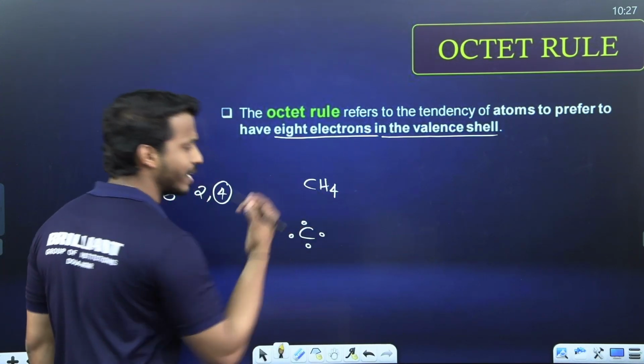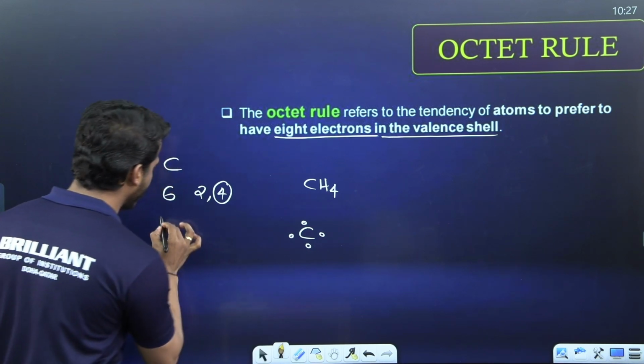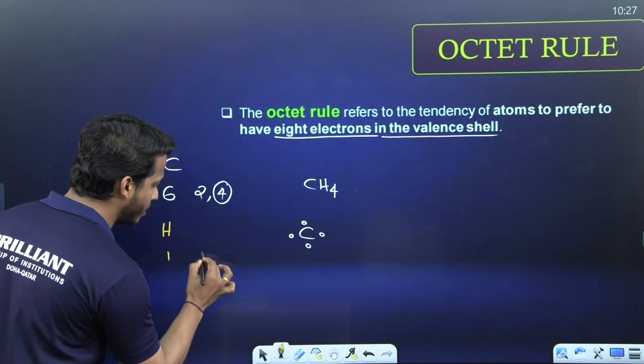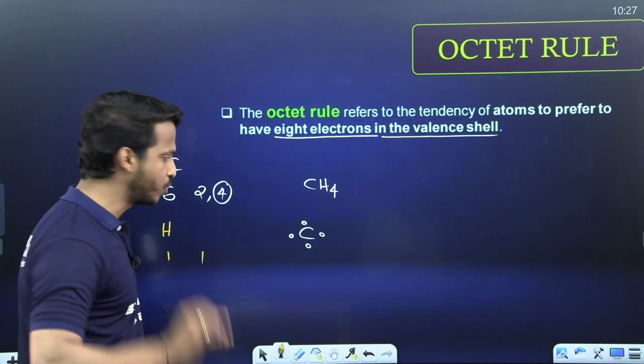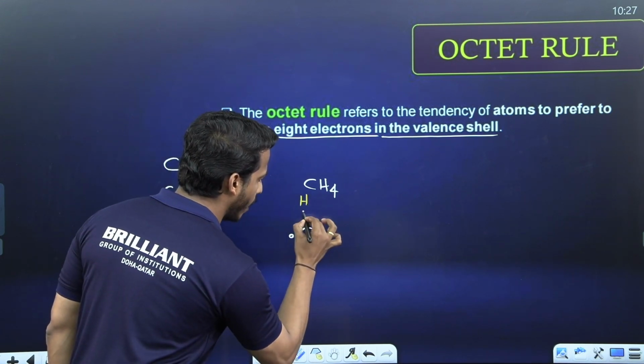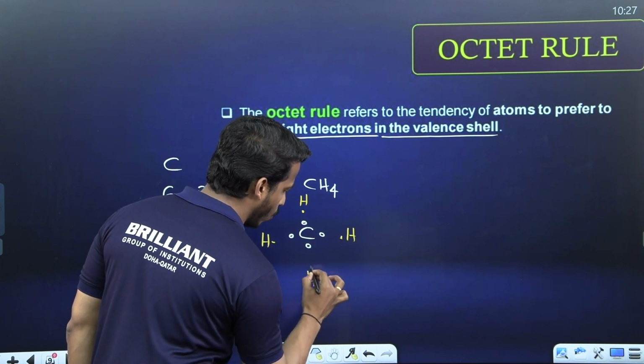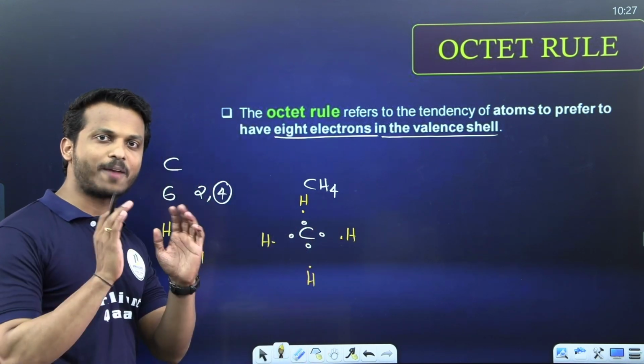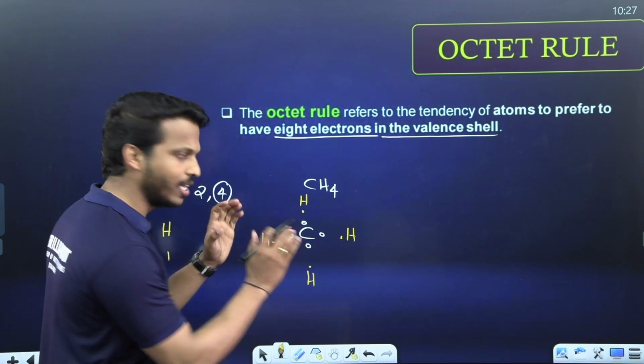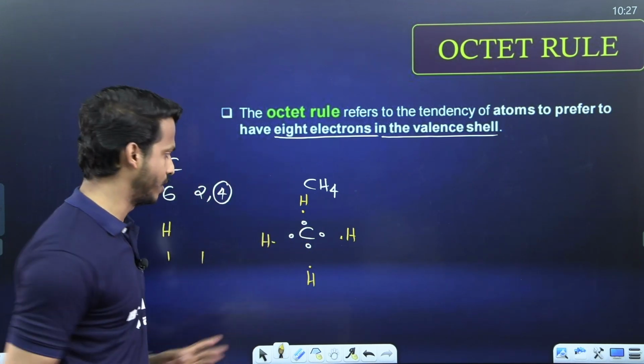Which is the surrounding atom? Hydrogen. Hydrogen's atomic number is 1, so it has only 1 electron in its outermost shell. So carbon has 4 valence electrons, and each hydrogen has 1 valence electron.